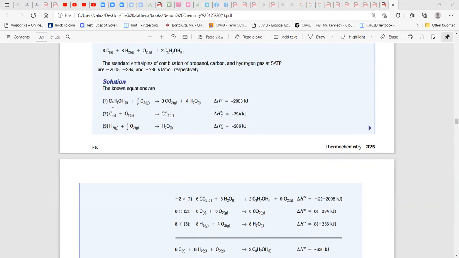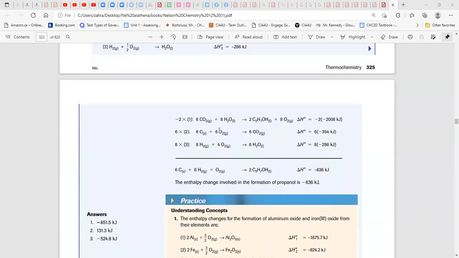Looking at C3H7OH, it's on the right side, right here, and I need it on the left side. I need to multiply by negative, but there are 2 coefficients, so I multiply everything by -2 as done. And hydrogen is here, the coefficient is 8. On the right side, I just multiply that by 8. So we do that, we add them, we cancel things, we get our target, and we add all of the delta H, and this is what we have.